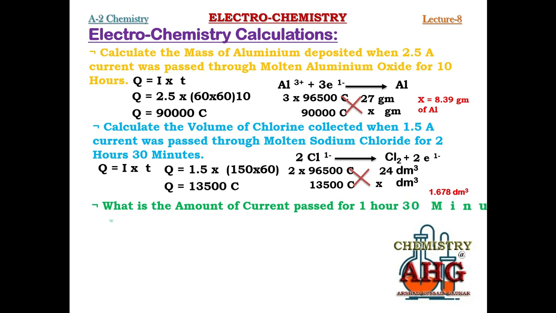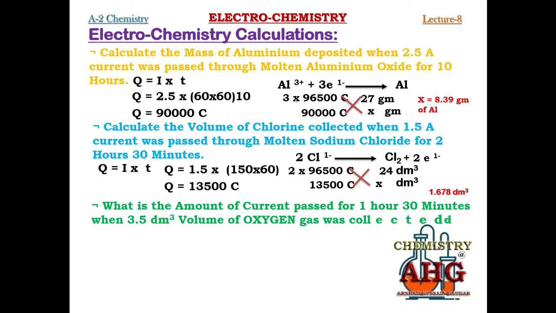What is the amount of current? Now this is a different sequence of steps you will have to follow in this question. You can see in this case we are asked to calculate the amount of current passed. Time is given, and the volume of oxygen collected is also given. So in this case, since one variable is missing, that is the amount of current.